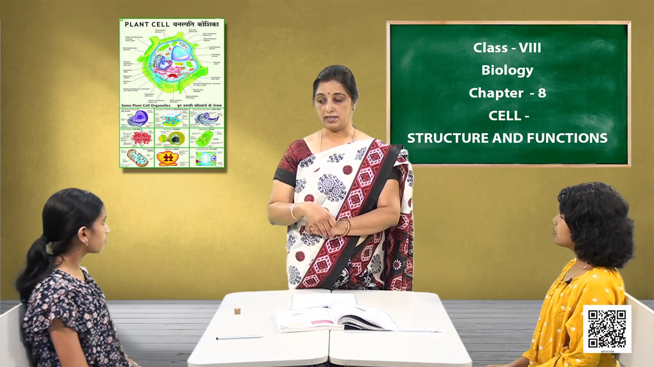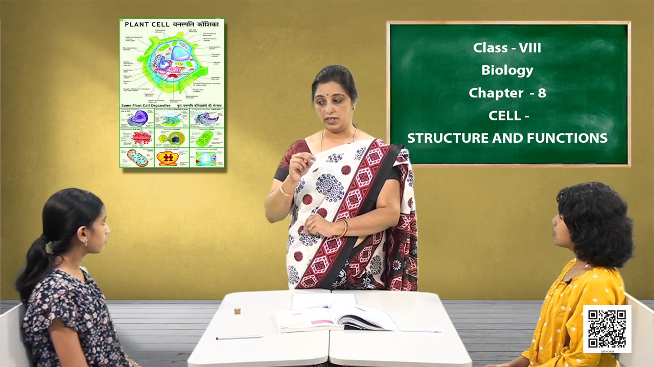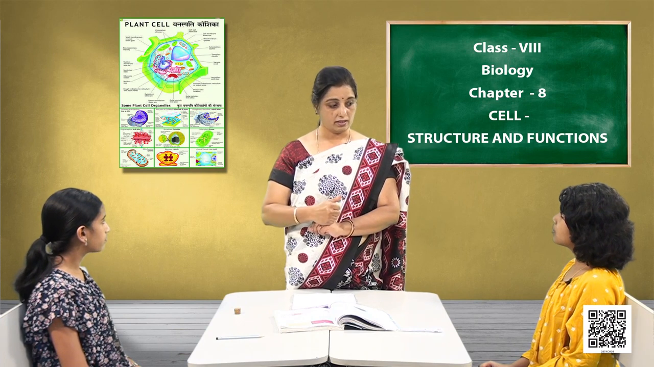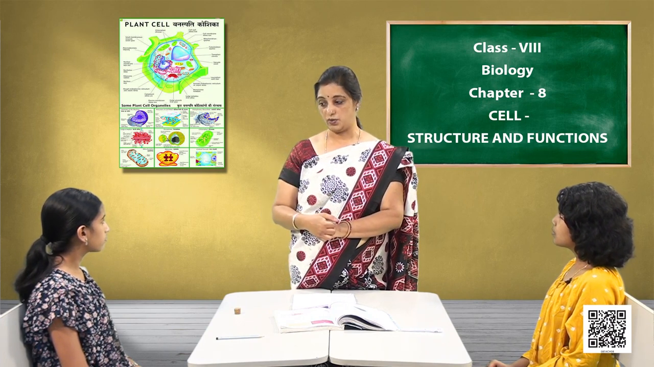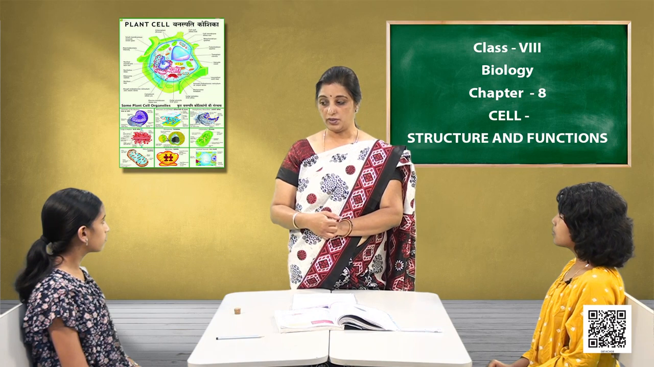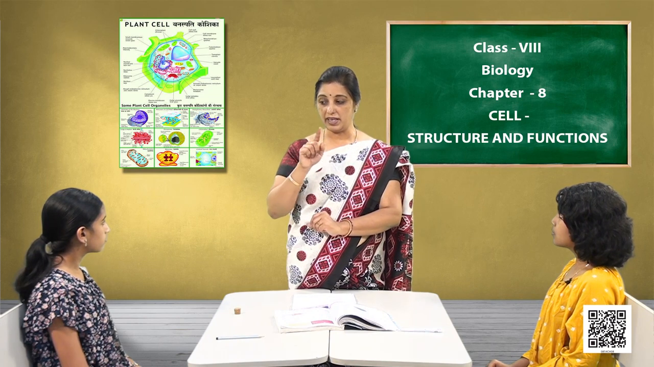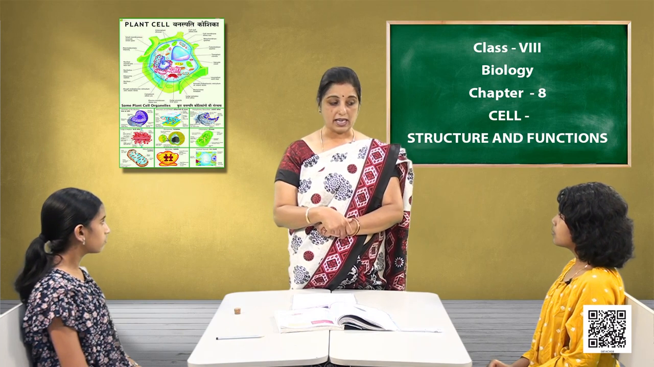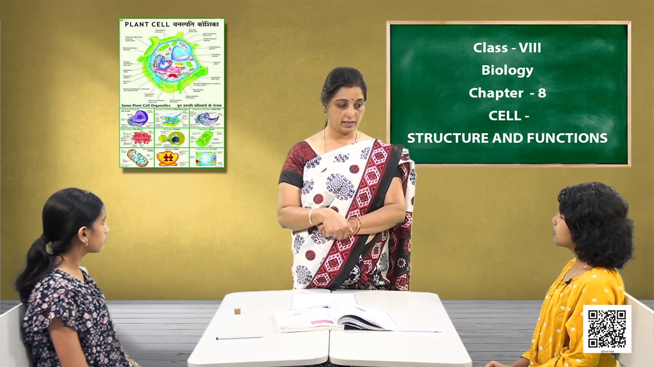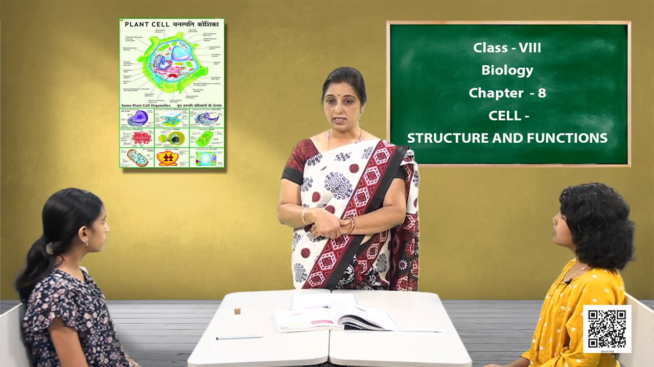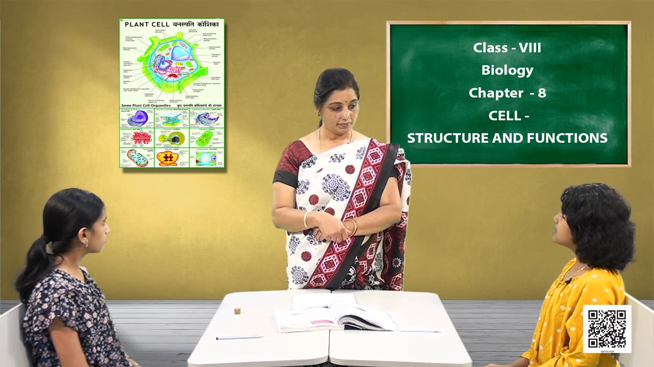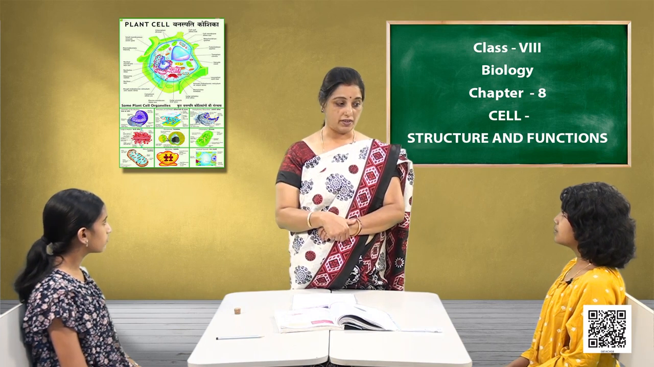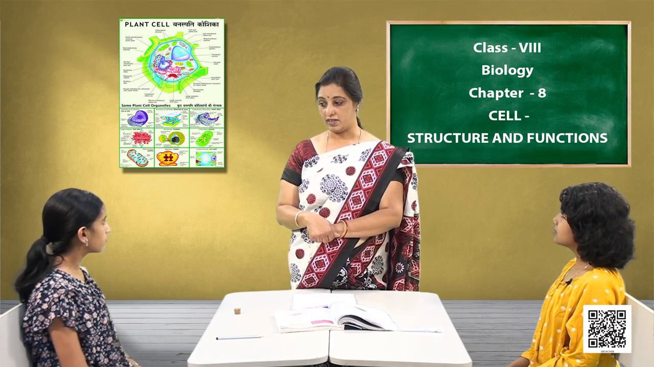Around the nucleus you find some structure, that is called cytoplasm. Around the cytoplasm there is one membrane that covers the whole structure. That is called the cell membrane, isn't it? So what does this cell membrane do, you think? It is the outermost covering. Since it is the outermost covering, what do you think should be its function?